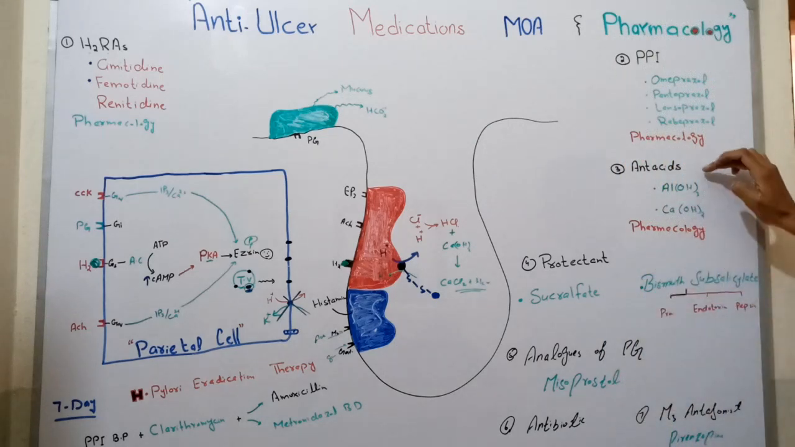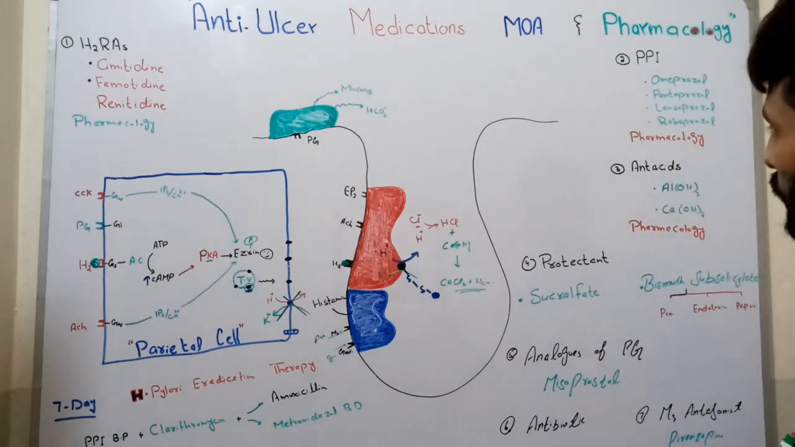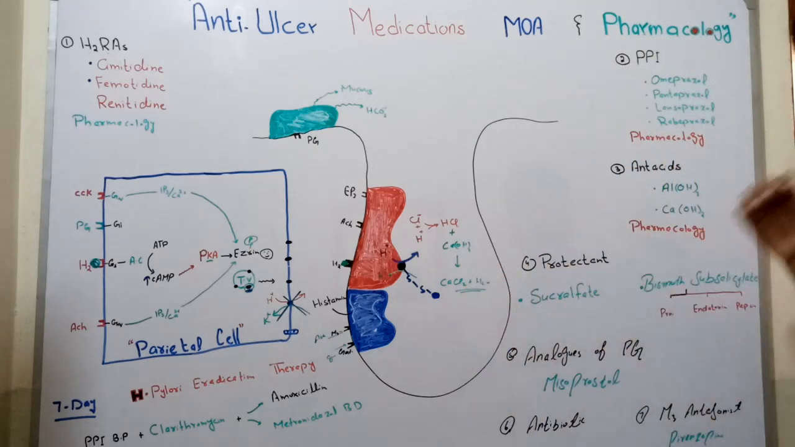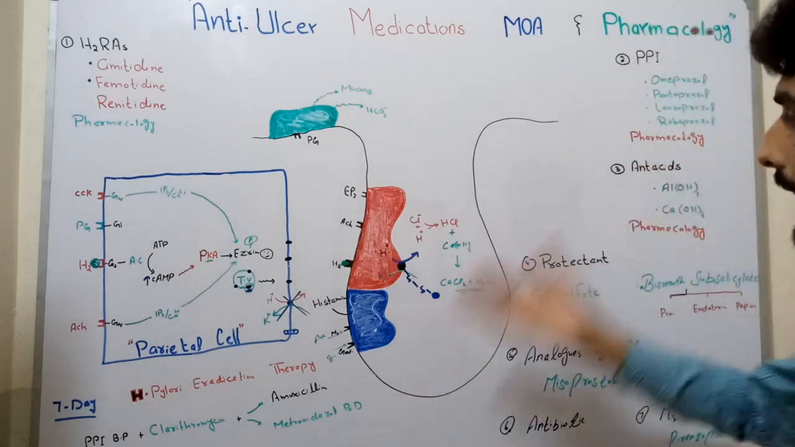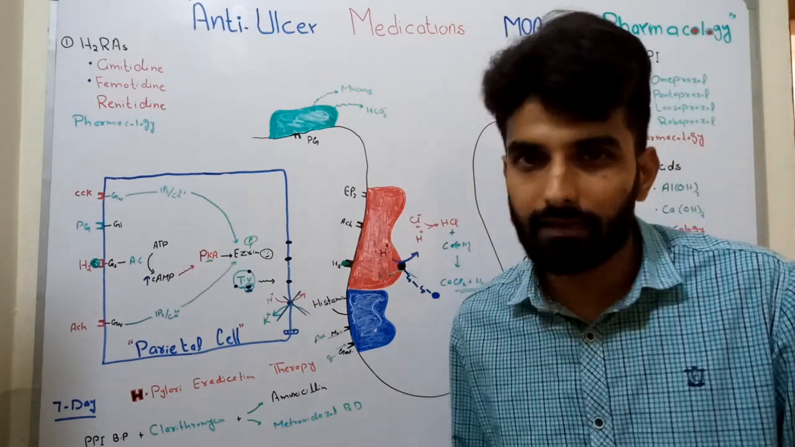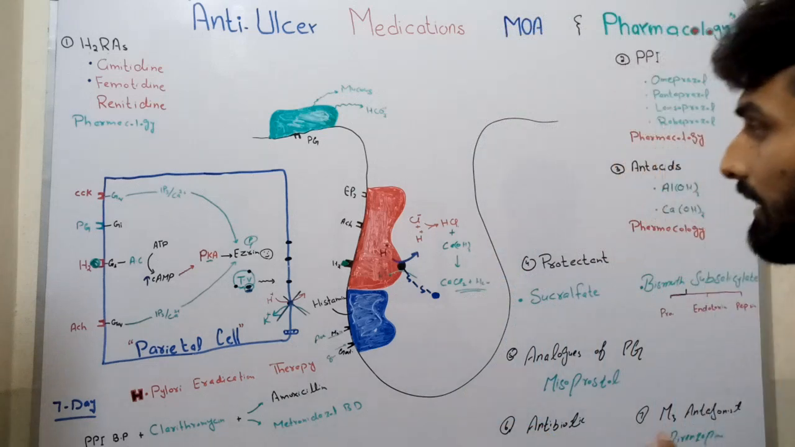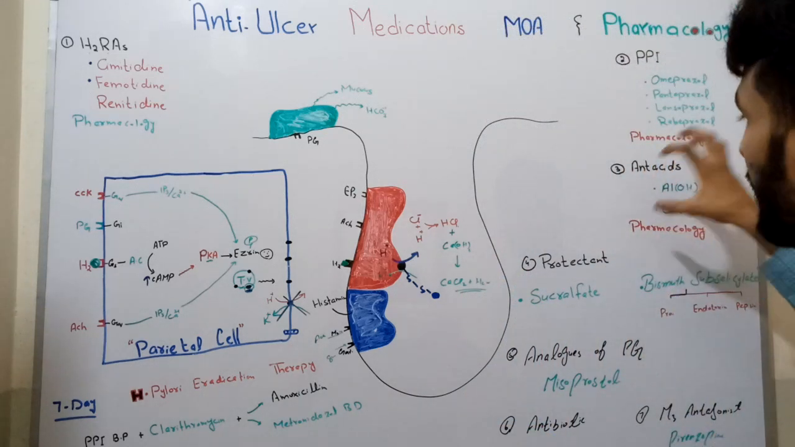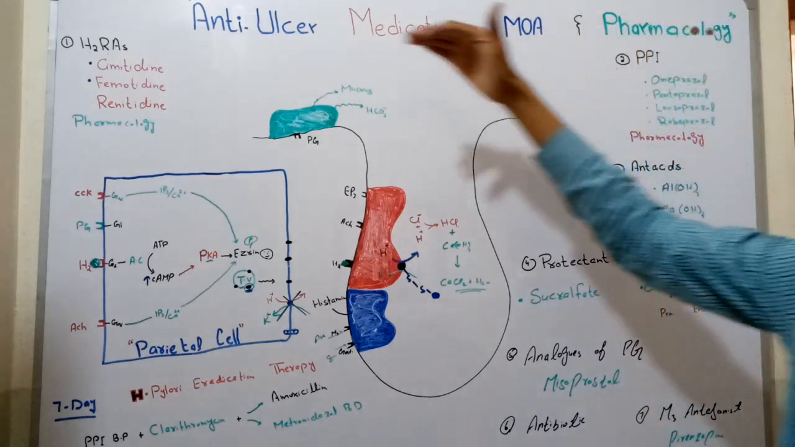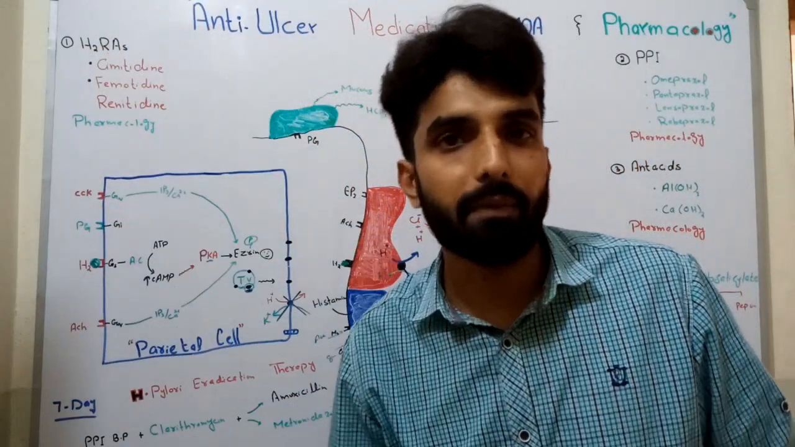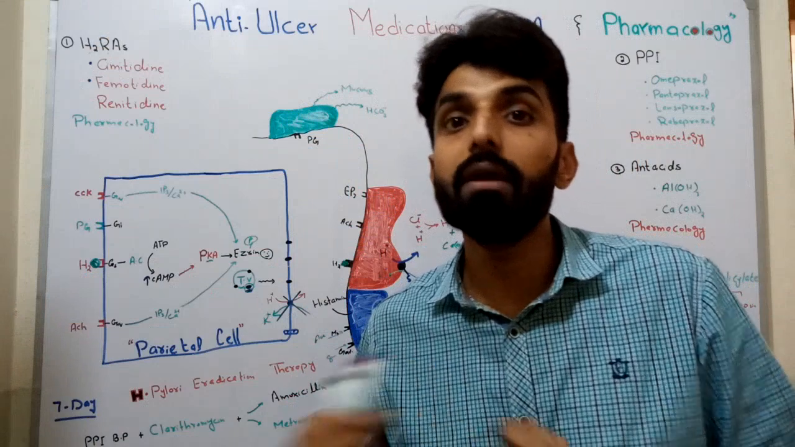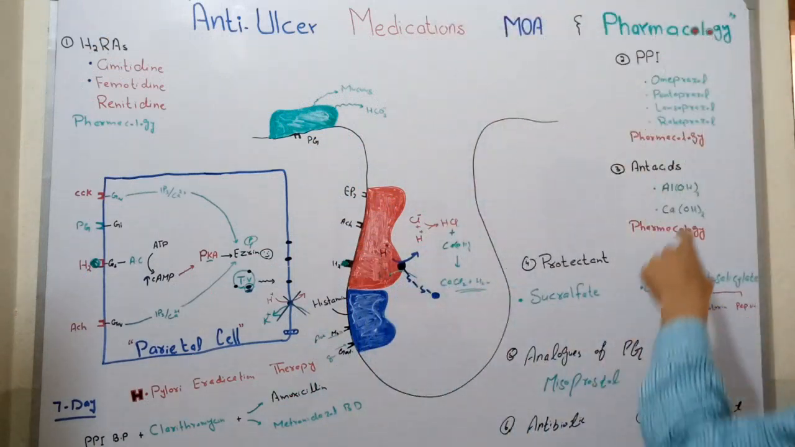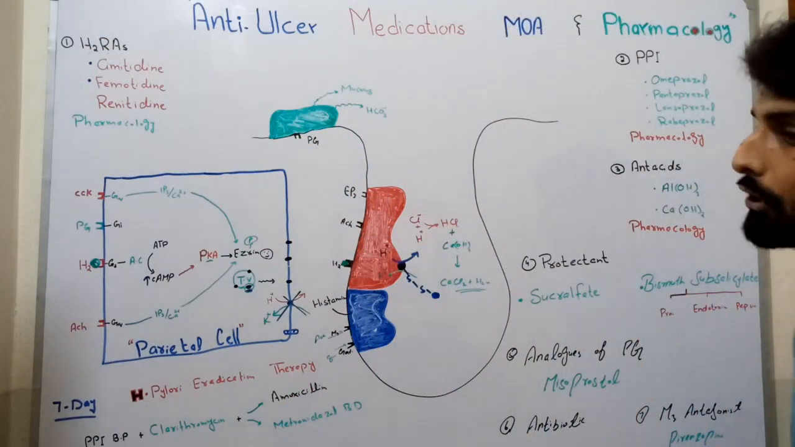Okay, so similarly aluminium hydroxide and calcium hydroxide will form calcium chloride and aluminium chloride respectively, that is salt, and they will neutralize the acidic effect. For the immediate effect, we can give antacid. Obviously, proton pump inhibitor and H2 receptor antagonist will not produce immediate effect. For the immediate effect, antacids can be used.